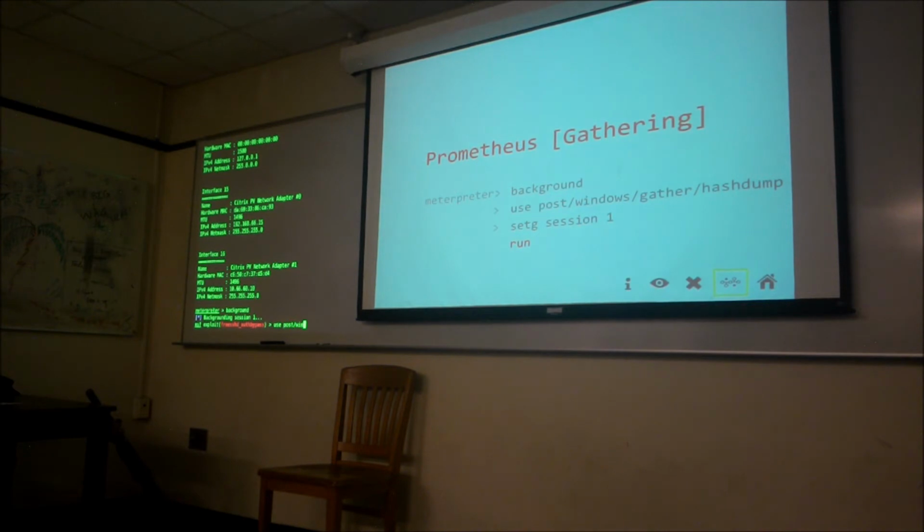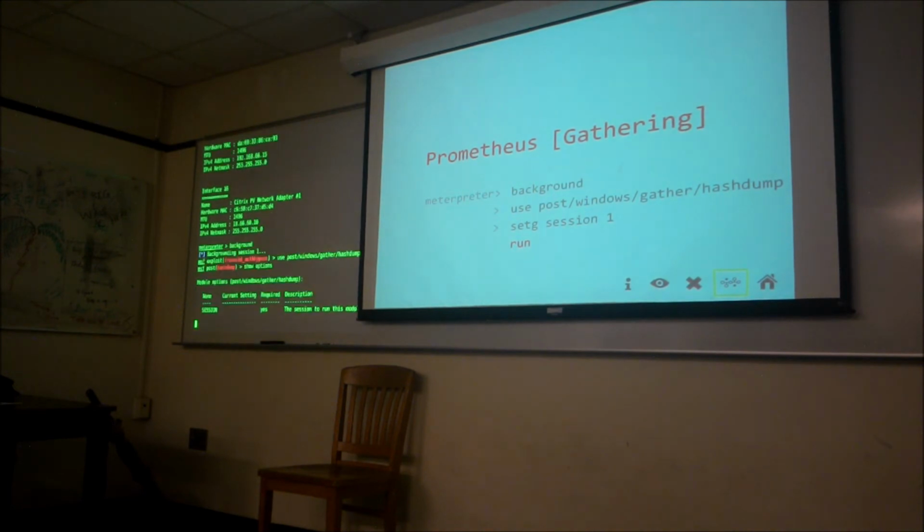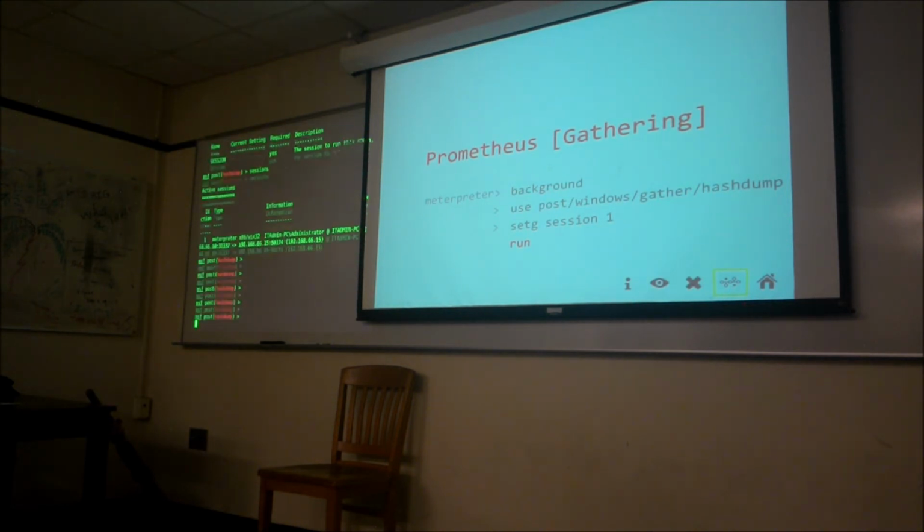So post windows gather hashdump is the one that we're going to be using today. And let's see if it has any options we need to set. It needs to know a session number. So we list session numbers by typing in sessions. We have one, and its ID is 1. I don't know if everyone can see that. Is that too low, or can people see that? Is that okay? Yeah, I'll move it up a little bit.